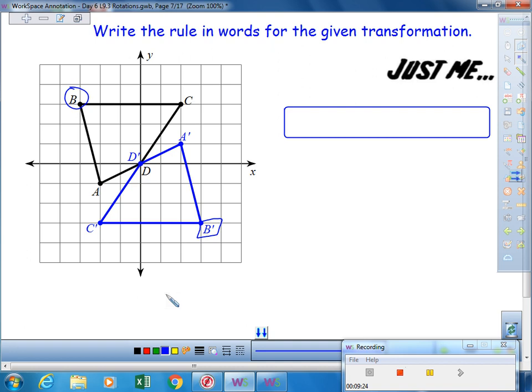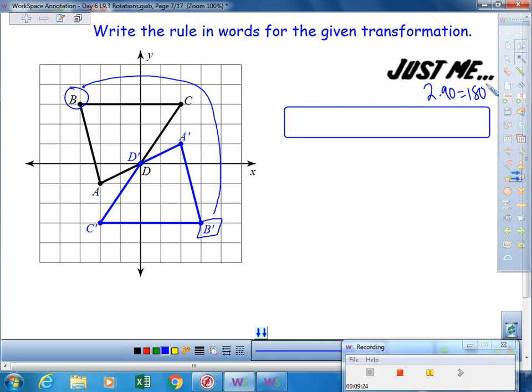Okay? And so there's a couple ways you can do this. How many quadrants do you go through? I always just go clockwise. Here's 1, 2. How many quadrants do I go? 2. So 2 times 90 is? Yeah, 2 times 90. So this is a 180-degree turn. So each quadrant is 90 degrees.